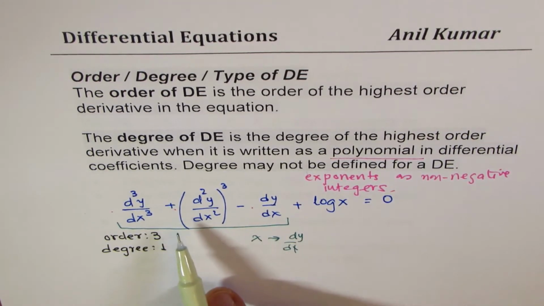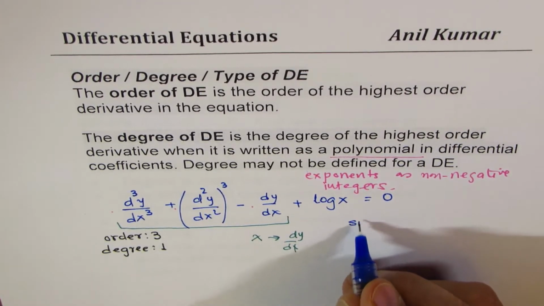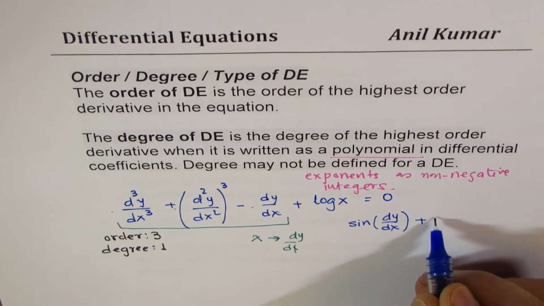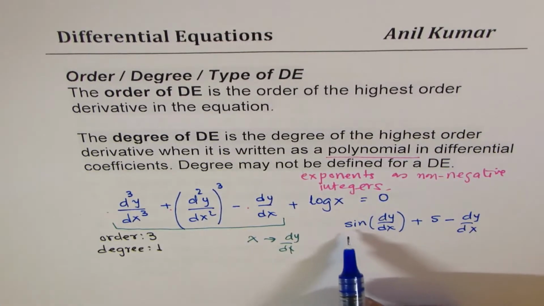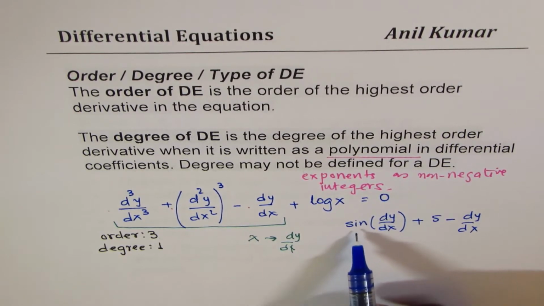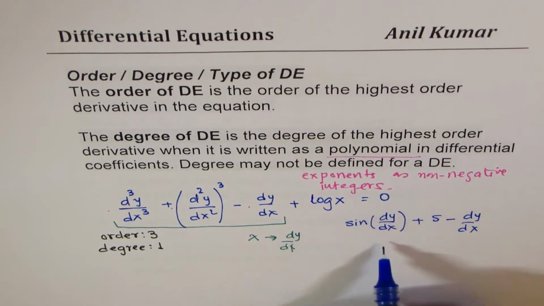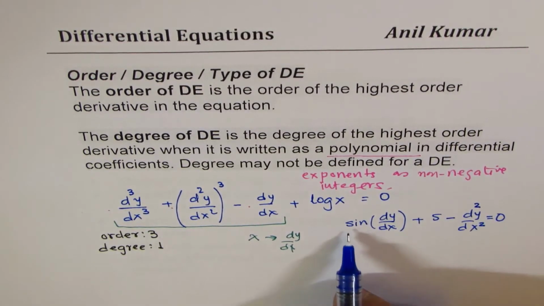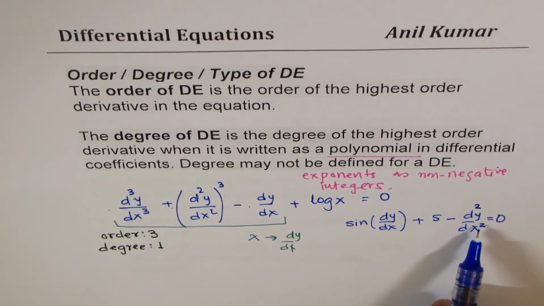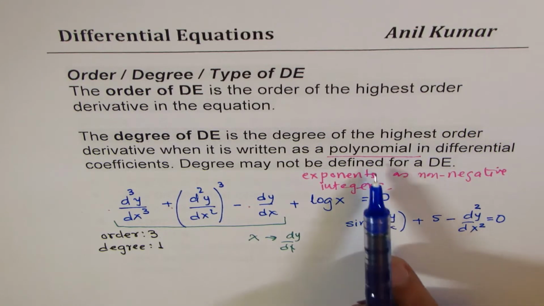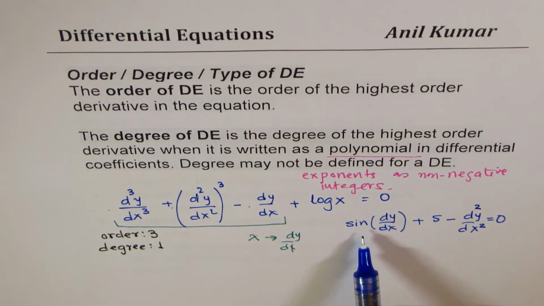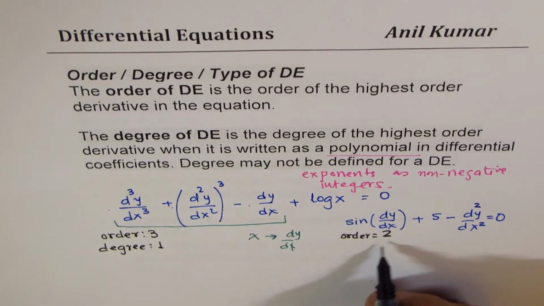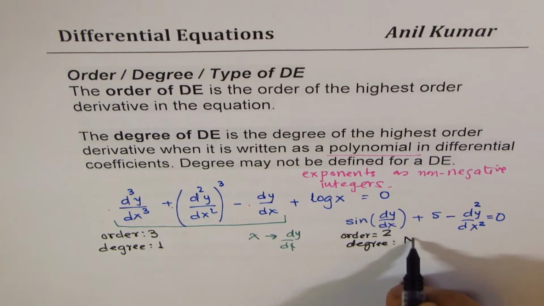So that is an example. Now let me give you two more examples here. For example, if I write sin(dy/dx) plus 5 minus d^2y/dx^2, equals 0. If I take that as my differential equation, it is a valid differential equation. However, it is not written in polynomial form, since with dy/dx you have the sine function. So in this particular case, we have order 2, but the degree is not defined.